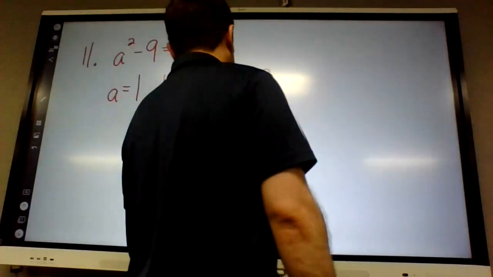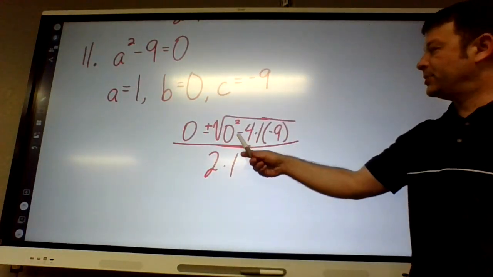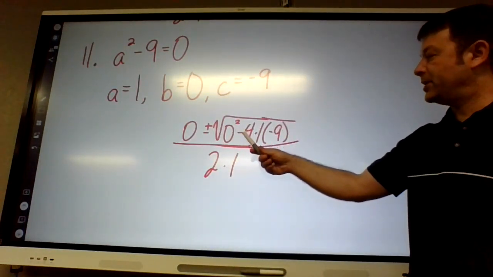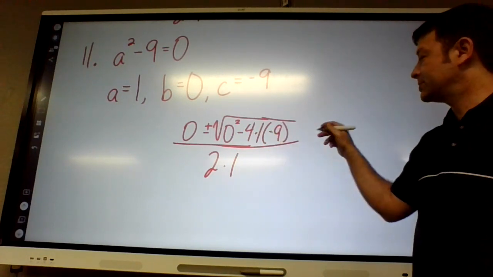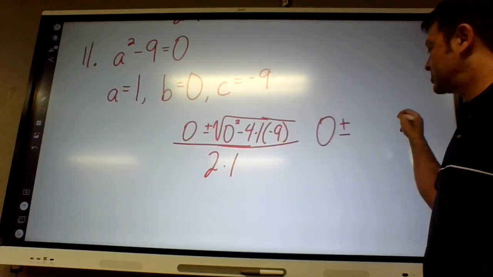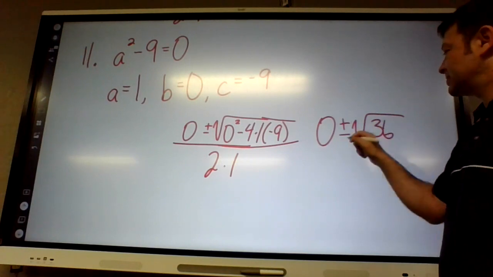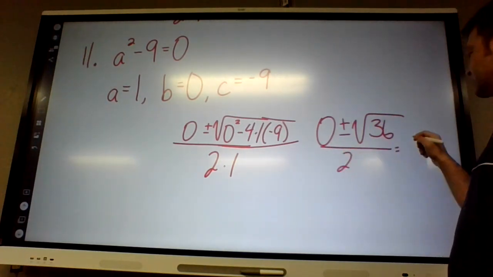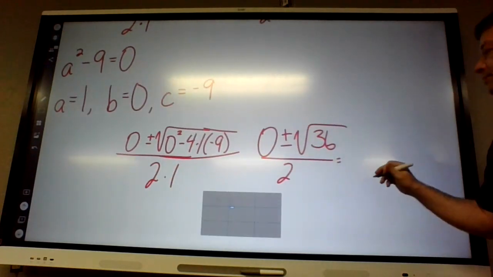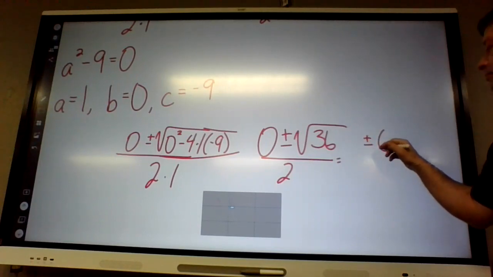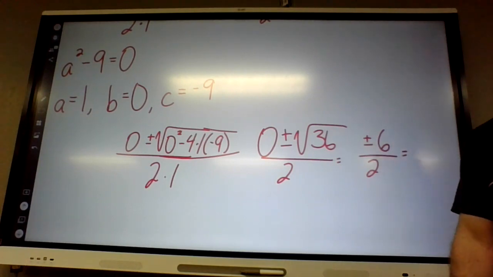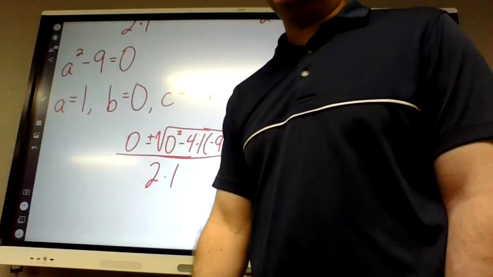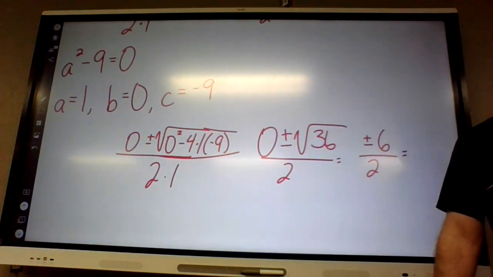Okay, 0 squared is just 0, so I have minus 4 times 1 times minus 9. It'd be positive 36. And what's the square root of 36? 6. If you got a negative inside the square root, what would you do? You can't take the square root. It would be imaginary, and it should not happen on this assignment. That'd be an Algebra 2 thing.